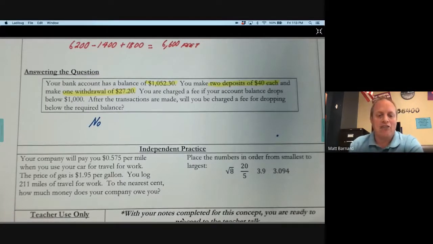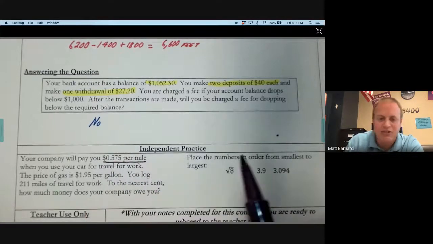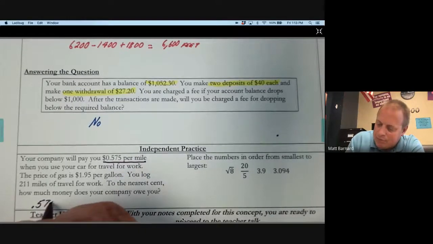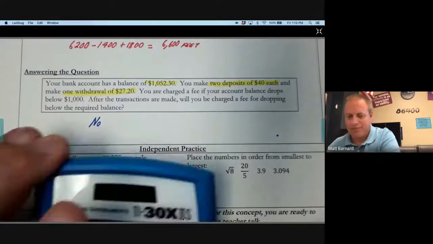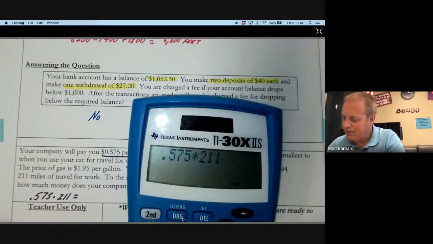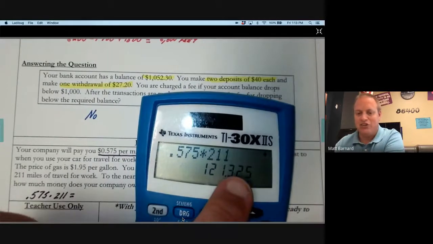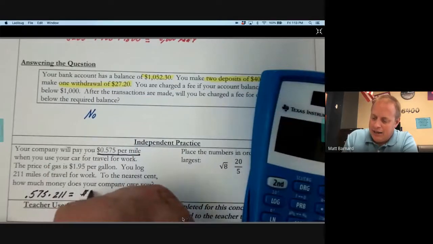We don't care about the price of gas. What we do care about is they're going to pay us 0.575 cents per mile. So there's "per." In this case, I'm going to take 0.575 and multiply it by 211. This would be an appropriate time to go ahead and use the calculator. So I'm going to take 0.575 times 211 miles, and I'm going to get 121.325. Now, to the nearest cent, that 2 is going to have to round up to a 3. So I'm going to get $121.33 back.